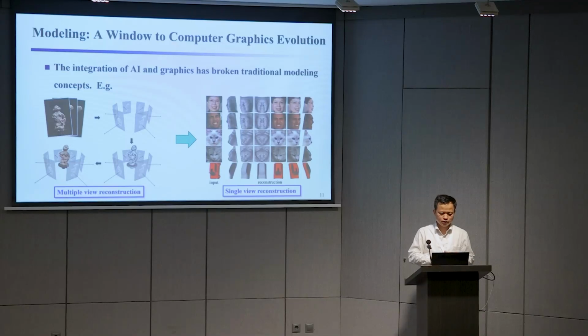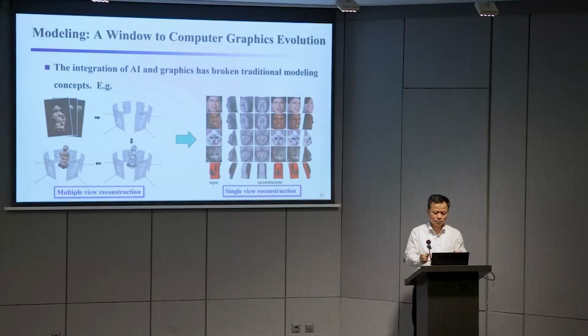So let's see an example. The integration of AI and graphics has broken traditional modeling concepts. For example, if you want to build a 3D model, from a vision viewpoint, you should have at least two pictures of one object. For example, I take a picture of this computer from this direction and that direction, two directions at least. Then with two pictures, you can compute the 3D position coordinates. But now AI has changed that. Now we only need to provide a single image, and we can reconstruct the 3D model.